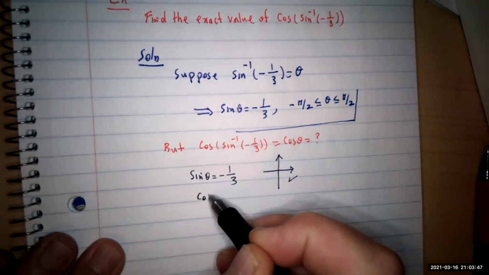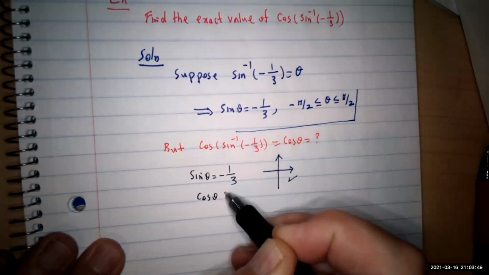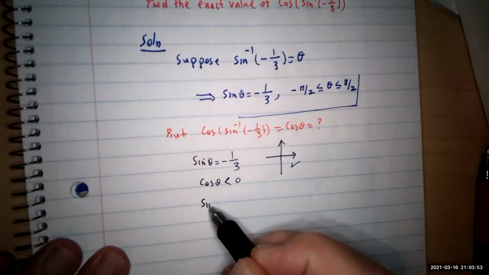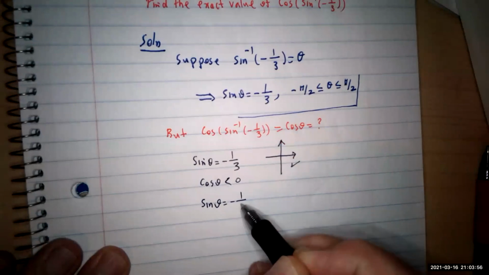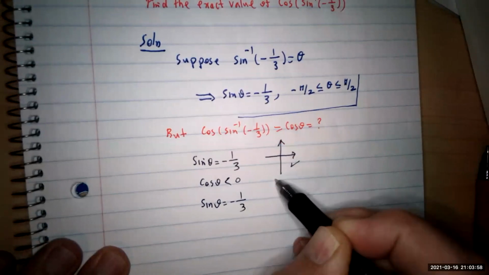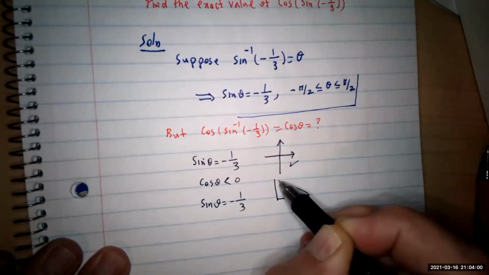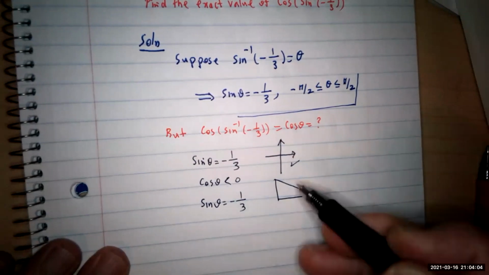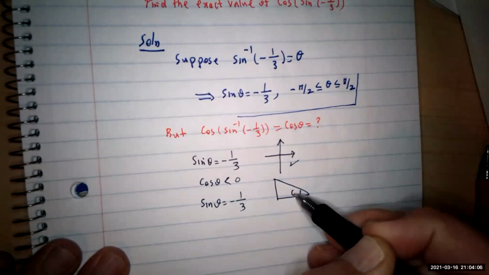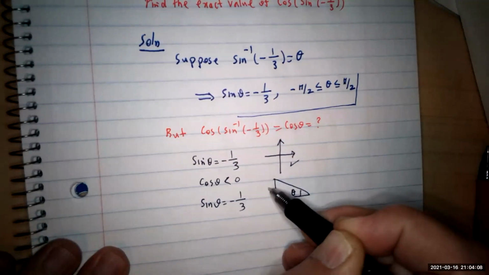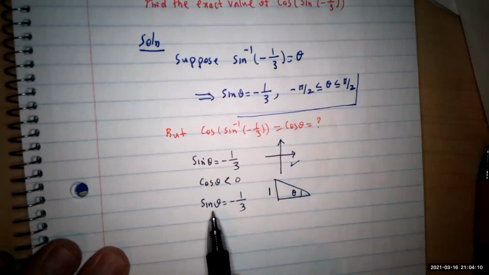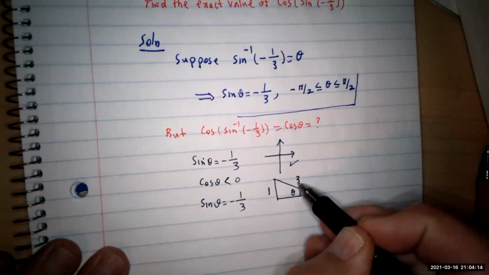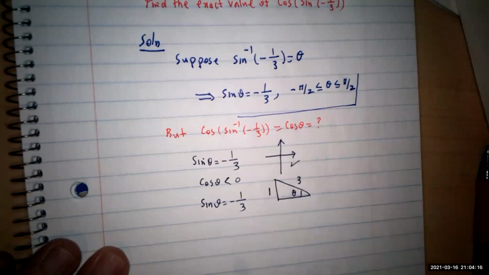So the cosine of theta is going to be positive in the fourth quadrant. Different version: you can go with the right triangle if you like. So this is the sine. What is the sine? This is going to be our theta. The sine is the opposite, which is 1, over the hypotenuse, which is going to be 3, or you may call it negative 3, it doesn't matter.